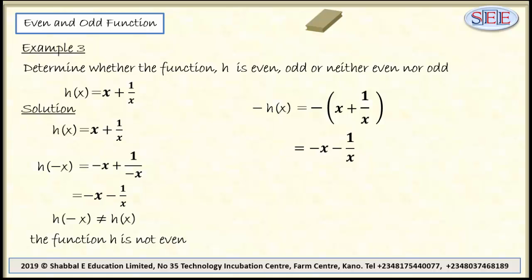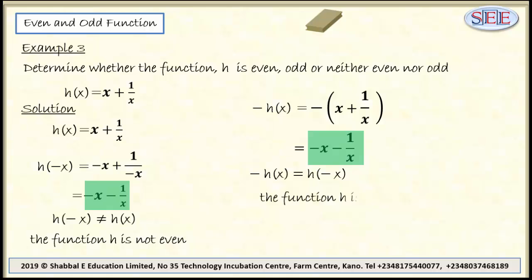So I'll now compare this minus h of x and h of minus x, whether they are the same or not. Looking at these two highlighted, look at the two. You can see that the two are exactly the same. Then we can now conclude that minus h of x is the same thing as h of minus x, and so the function h is an odd function.